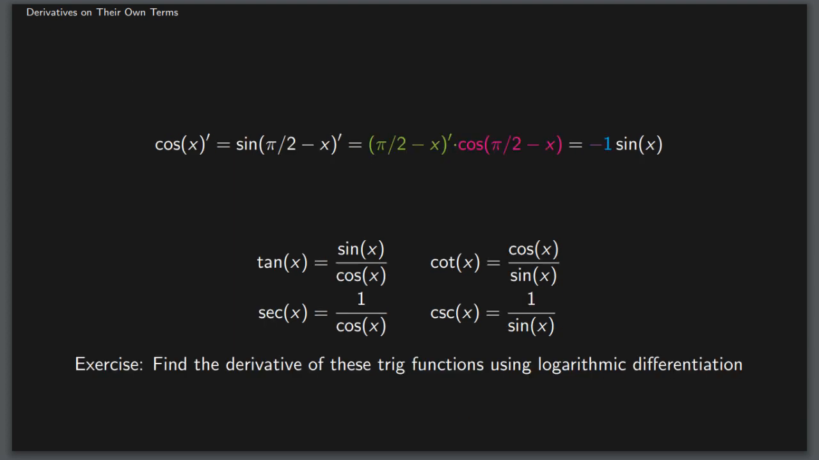Finally, the remaining trig functions are built off of sine of x. Cosine of x can be written as a phase shift in sine, differentiated, and then phased back to get negative sine. From there, the other trig functions are simple products and quotients of these. As an exercise, find the derivatives of each of these using logarithmic differentiation.